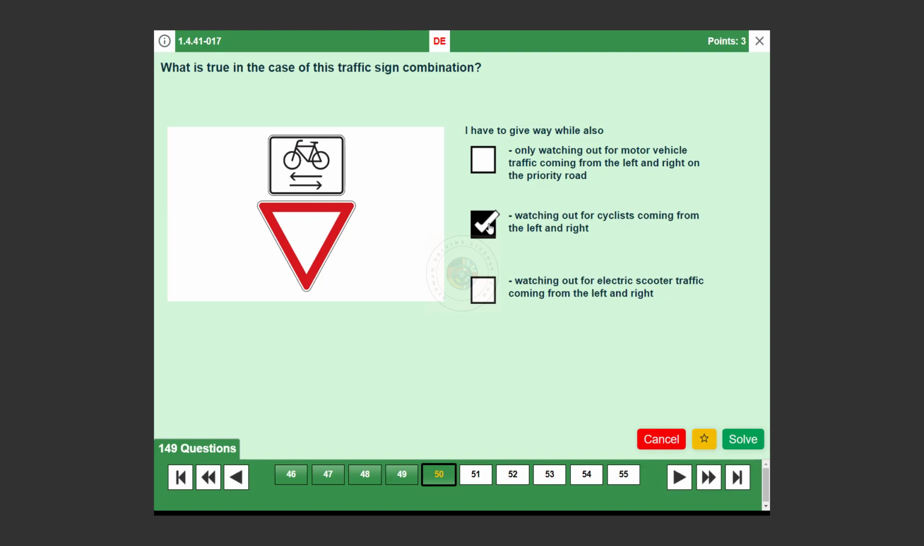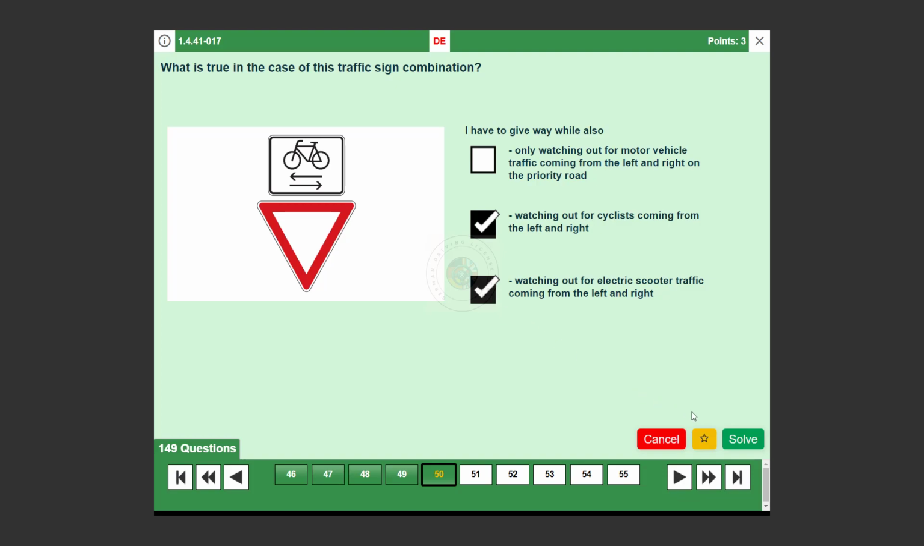Only watching out for motor vehicle traffic coming from the left and right on the priority road. False. The sign does not limit attention to just motor vehicles. It also includes cyclists and electric scooters.